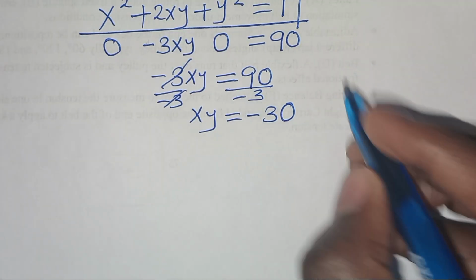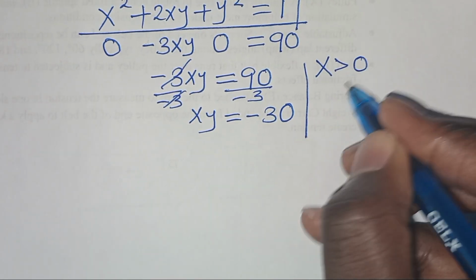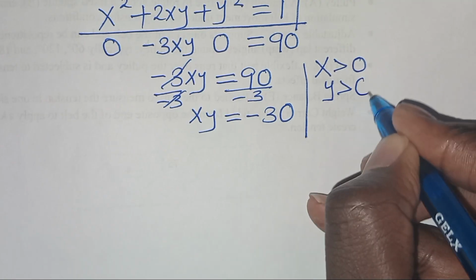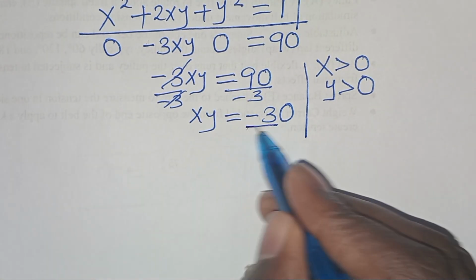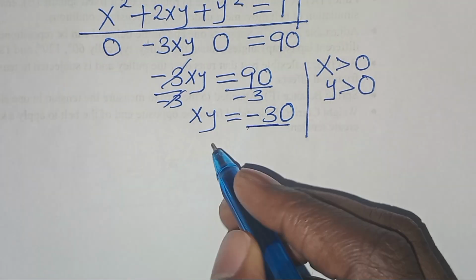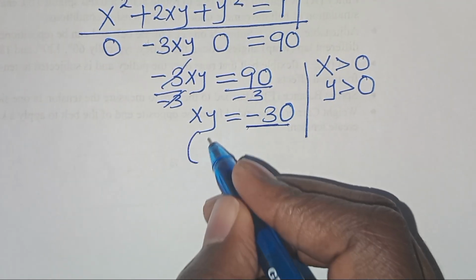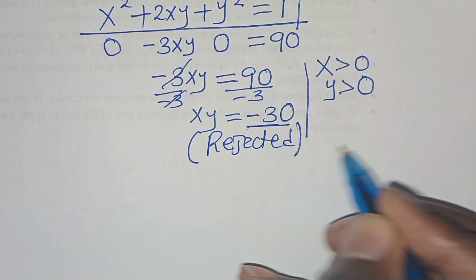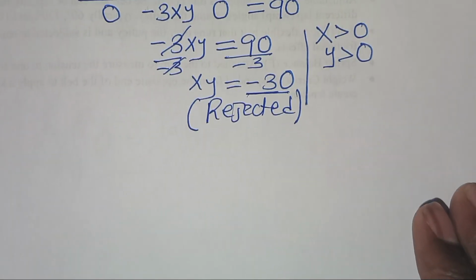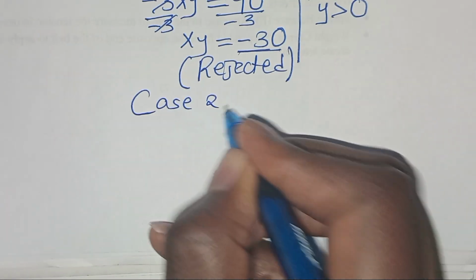And given that x is greater than 0 and y is greater than 0, then xy, which is actually minus 30, does not satisfy this condition, and therefore this part is rejected. So let's proceed to case 2 now.